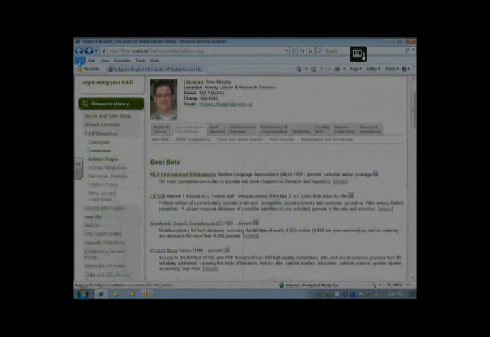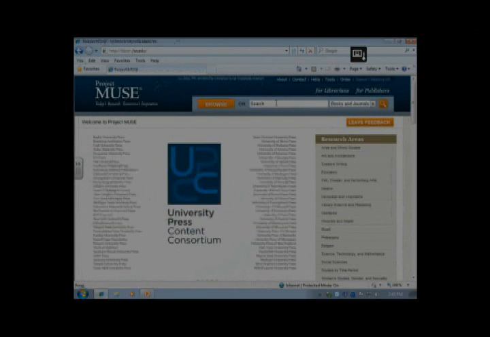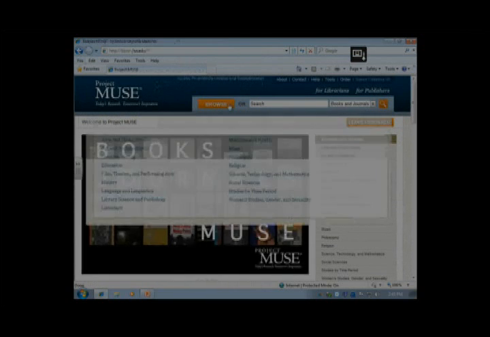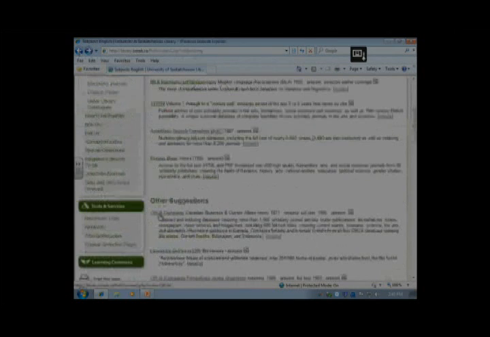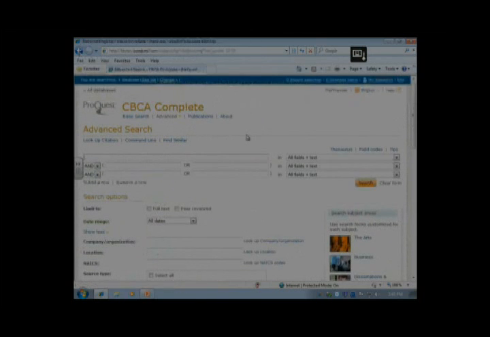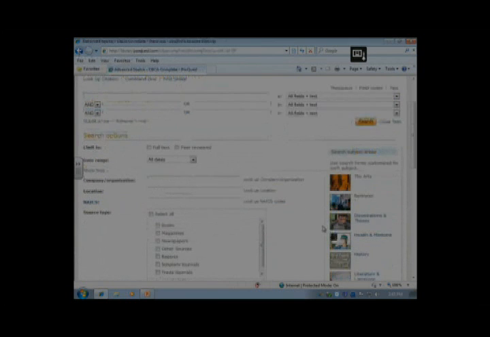They're not going to look exactly the same, but let's just go to Project Muse for a sec. Project Muse, for example, you've got a simple search box there, and you can also advanced search. The one I wanted to show you was something like CBCA Complete, which is a ProQuest database, but as you can see, very similar search functionality. Your limits are laid out differently, but there's a full text limit and a peer-reviewed limit.